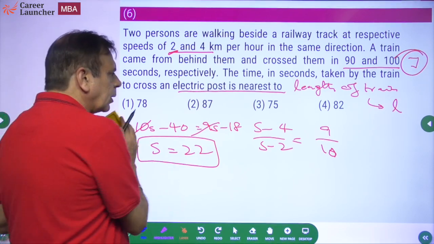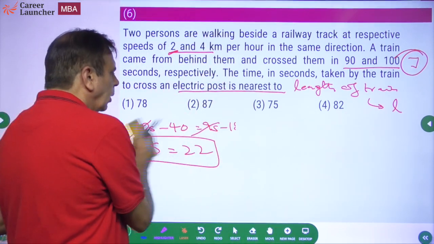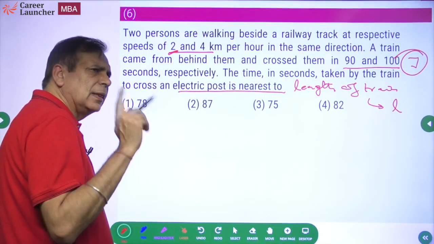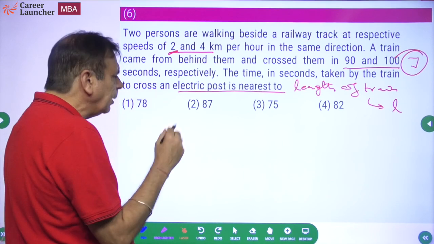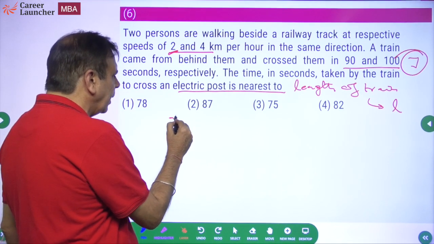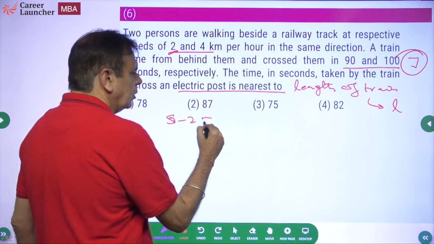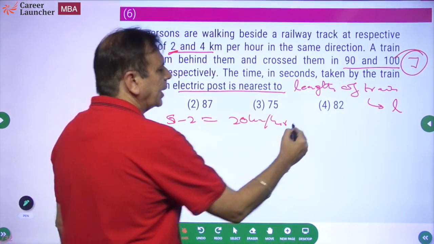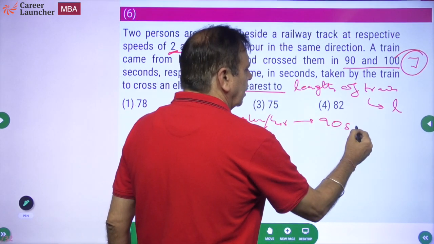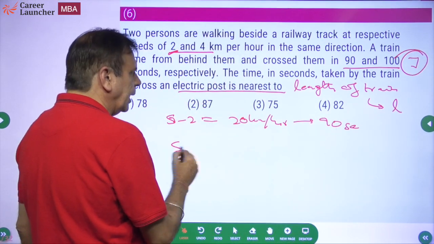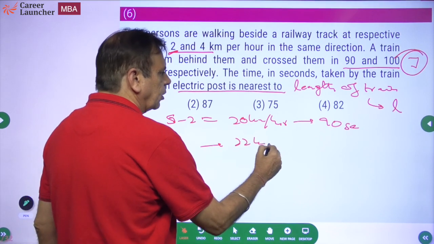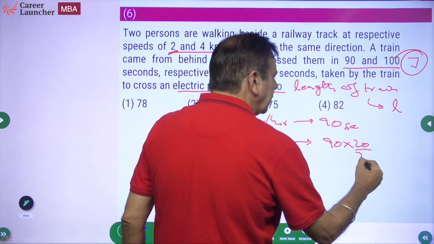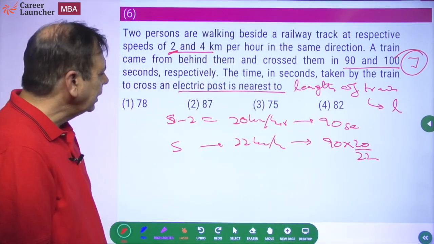Okay. Now let's look at the question again. What is it saying? How much time will the train take to cross a lamp post? The distance covered is L. So tell me one thing. When the speed was S minus 2, which is 20 kilometers per hour, the time taken was 90 seconds. So if the speed has become S, which is 22 kilometers per hour, what will the time become? It will become 90 into 20 by 22. That's all. Nothing else required.